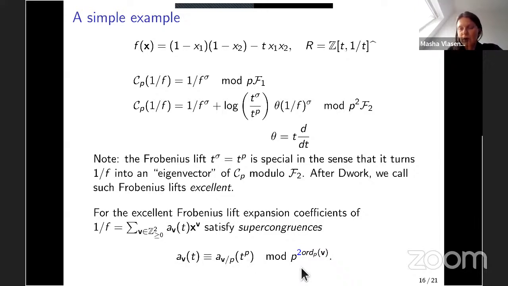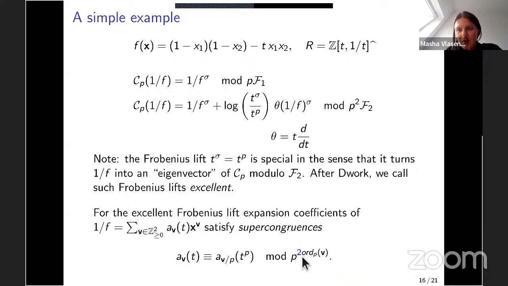Why do we call them supercongruences? You see 2 times the p-adic order of v here. If we only had this congruence modulo F_1, or there is p times F_1, which is a technical difference, then from this congruence, with any Frobenius lift sigma, this congruence would be true modulo p to the power p-adic order of v without the 2, and with any t^sigma here. But for the special lift, t^sigma equal to t to the p, we have a 2 here.